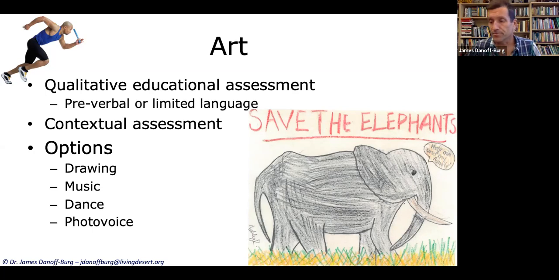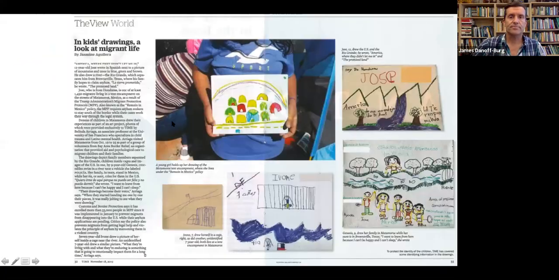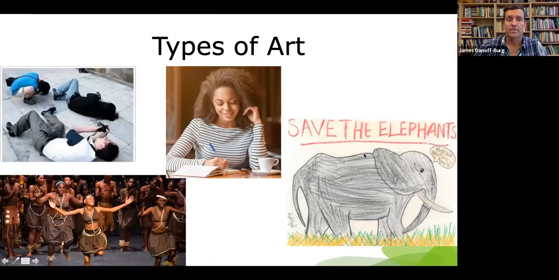All right, so continuing on. Art has been used in a lot of different ways. This was a wonderful article in a magazine based out of the US, but I think international, called Time. They were asking children that had migrated to the United States what they thought about the migration process, and this is the way in which they characterized their experience.